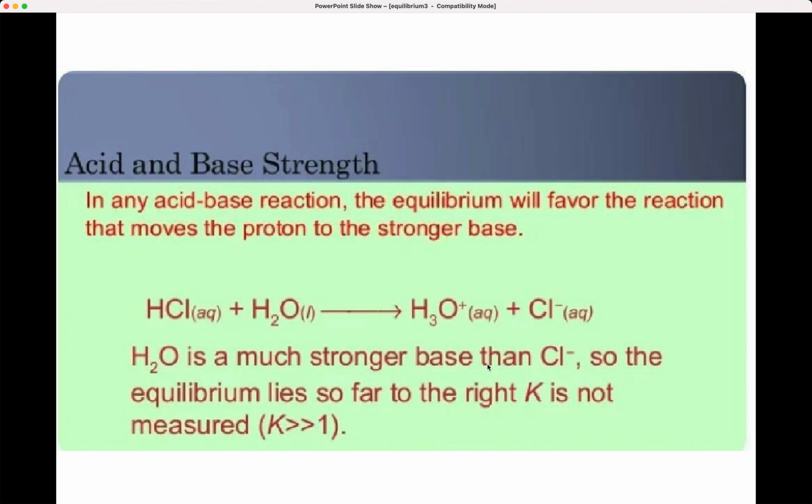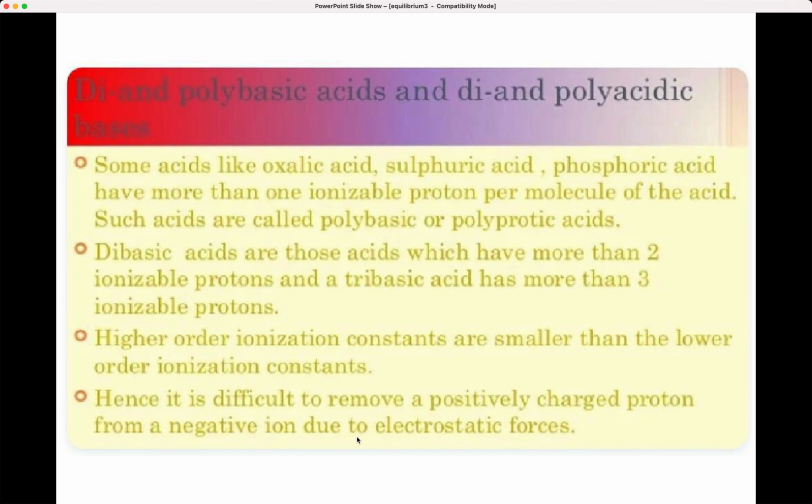Now, acid base strength. In any acid base reaction, equilibrium will always favor the reaction that moves the proton to the stronger base. See here, HCl plus H2O gives H3O plus and Cl minus. So H2O is a stronger base than Cl minus. So equilibrium lies to the right, far to the right. K is not measured because K is greater than 1.